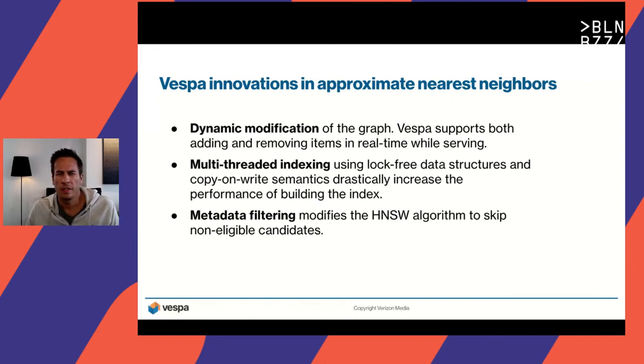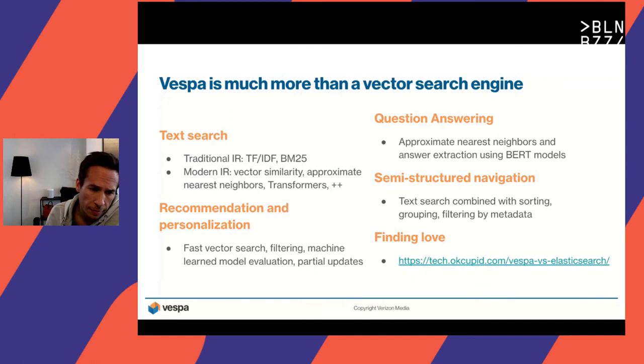So to sum up, Vespa innovates a little bit with approximate nearest neighbors search to fit in with many of the different aspects that are important in search applications. One is the dynamic modification of the graph by particularly supporting removing of items. Use efficient data structures and methods to increase the performance when building indexes. And it modifies HNSW to support pre-filtering. Now, the implementation we chose to support ANNs are really a consequence of fitting in with the design philosophy of Vespa. And it's important to note that Vespa is much more than a vector search engine. And all the examples that we saw previously are actual applications using Vespa.